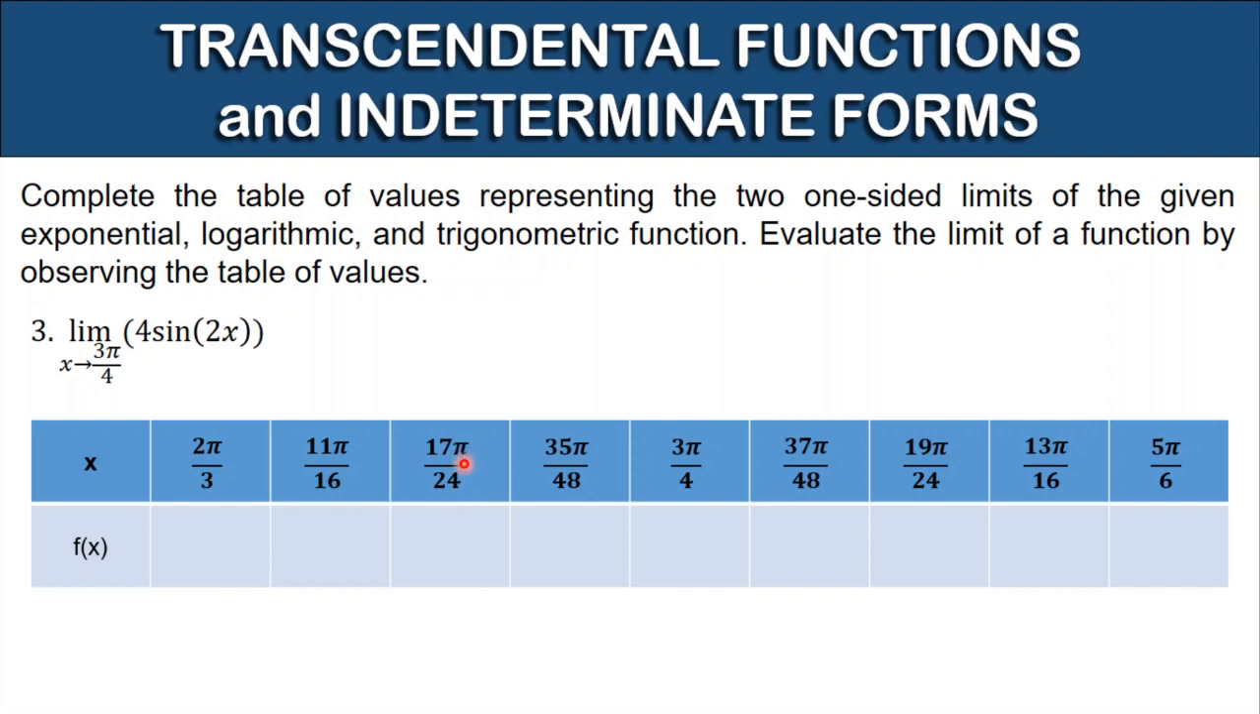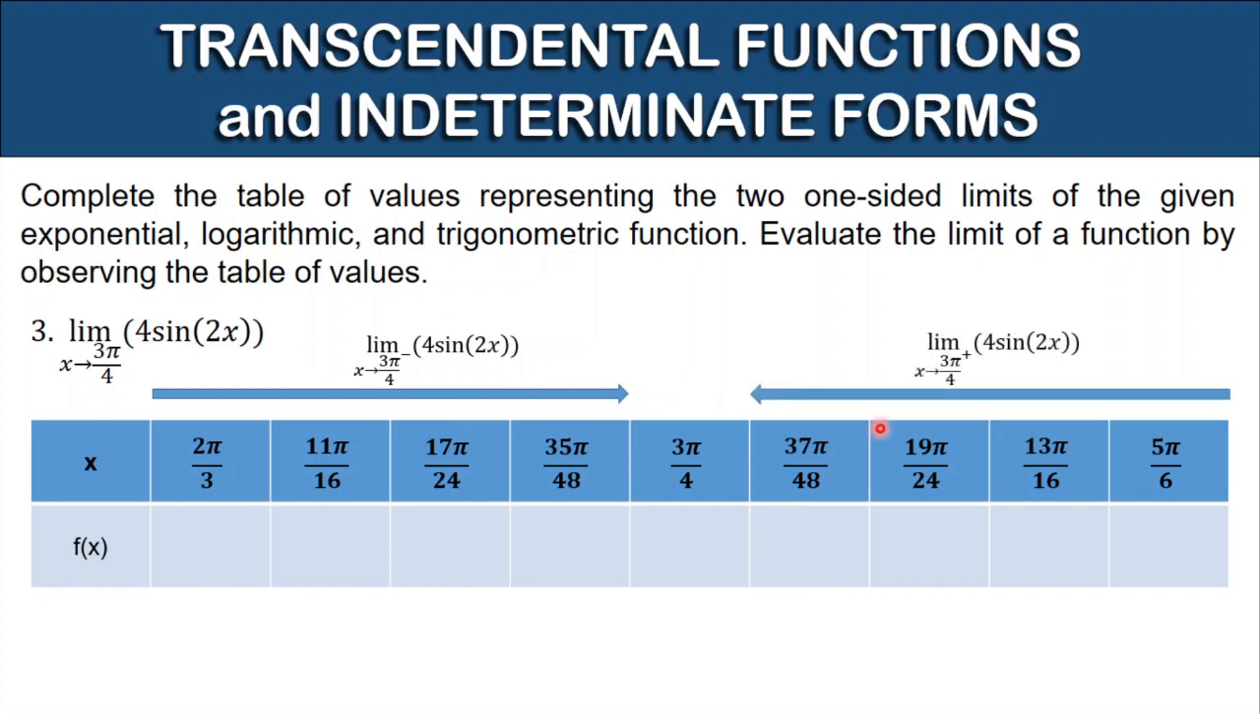Then 17 over 24 plus 2/3, kung ano yung magiging sum niya, i-divide lang natin sa 2, and that is 11 over 16. And 17 over 24 plus 3/4, kung ano yung magiging sum niya, i-divide lang natin sa 2, and that is 35 over 48. At ganun din sa ating right side. Ito yung values ng x natin from the left of 3 pi over 4. At ito naman yung mga values ng x natin sa kanan.